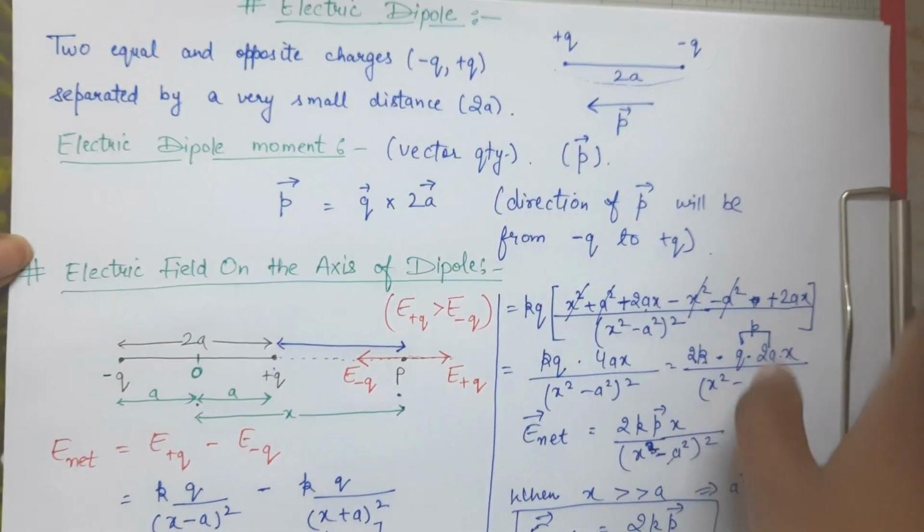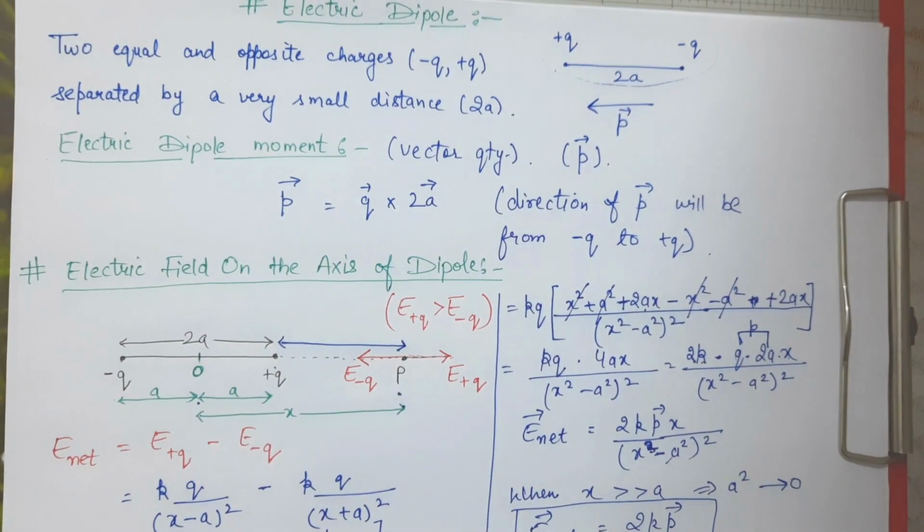So we have discussed the electric dipole moment and the electric field on the axis of this dipole.